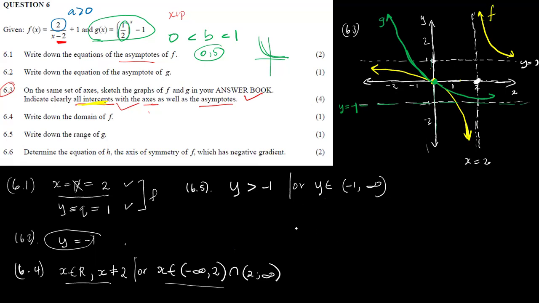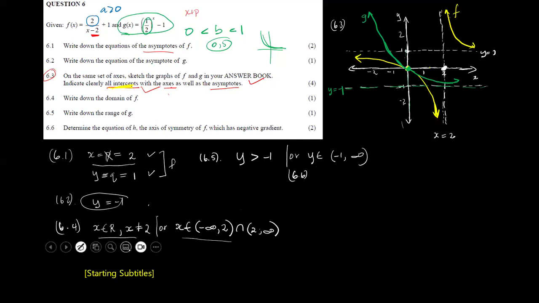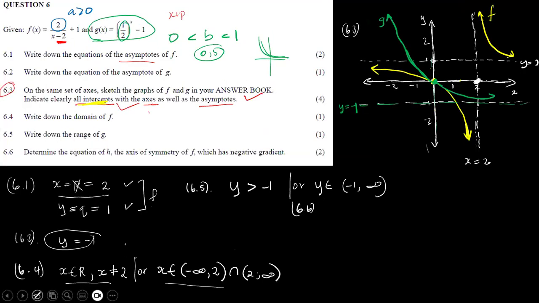Therefore, let's jump to 6.6. It says to us, determine the equation of h, which is the axis of symmetry of f. f is the yellow color. The axis of symmetry of f has a negative gradient. Aha! You see the basic that I taught you? It's going to apply now.